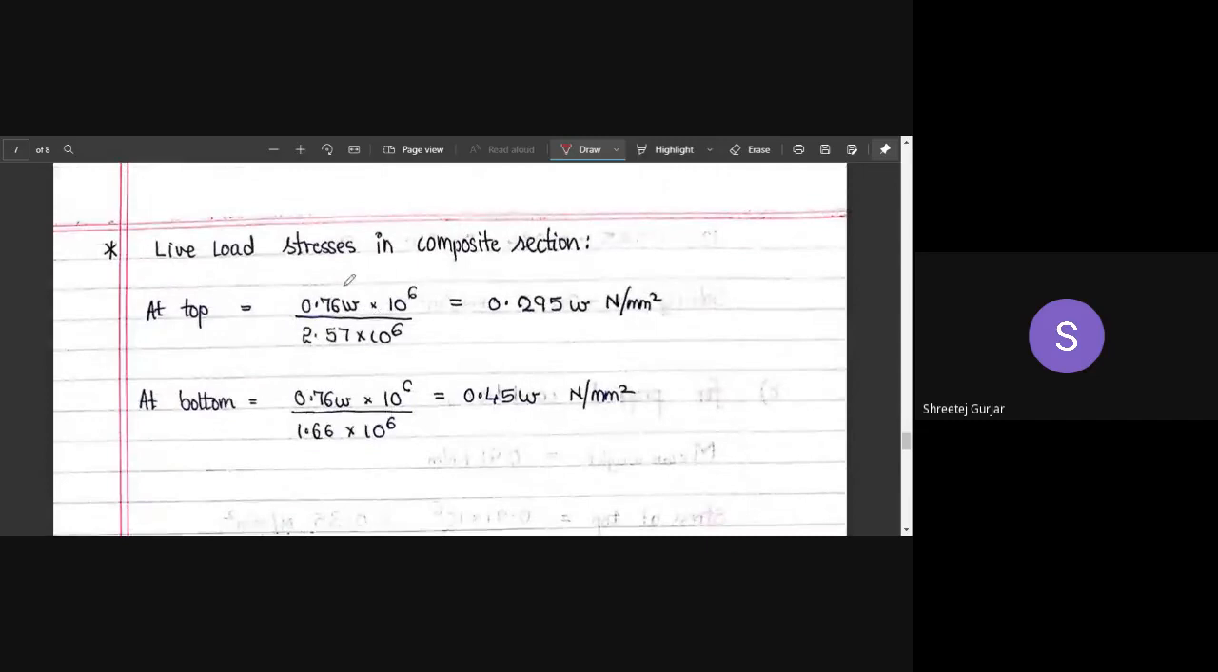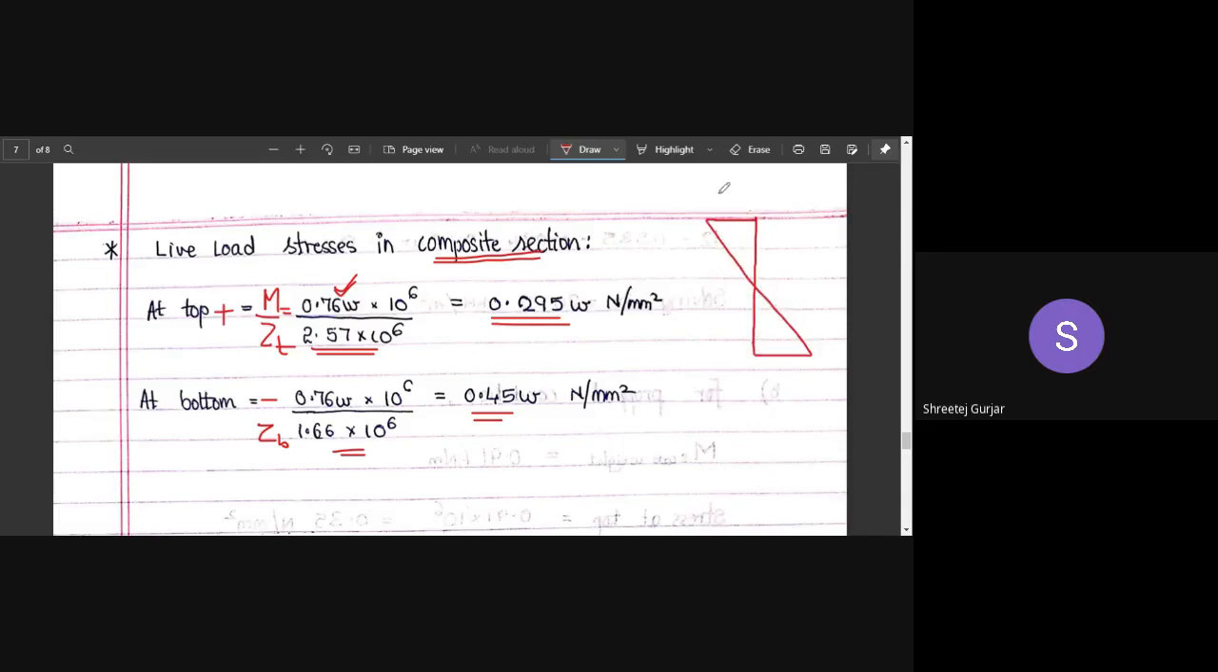Next, live load stresses in composite section. As I've told you, live load stresses we have to calculate using the entire section. So it is common for propped as well as unpropped. So at the top fiber, it is nothing but M by Z, right? M by Z, it is positive at the top fiber and negative at the bottom fiber. Okay. So the moment which we have calculated, the same we have substituted here. Section modulus we already know, ZT and ZB. Substituted those over here and here. So we have got the live load stresses in the composite section. That is this particular diagram.